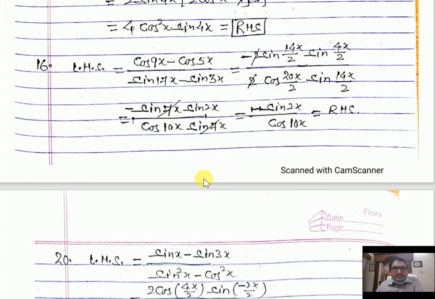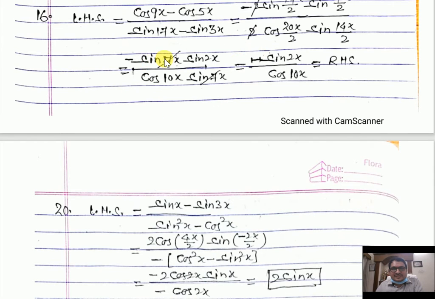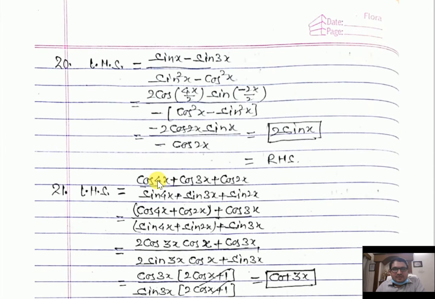Question number 16. Cos 9x minus cos 5x upon sin 17x minus sin 3x. Apply cos c minus cos d, minus 2 sin (c plus d)/2 sin (c minus d)/2. Here also sin c minus sin d, so 2 cos (c plus d)/2 sin (c minus d)/2. So apply these, sin 7x gets cancelled, we get minus sin 2x upon cos 10x. This is the right hand side. Hence proved.